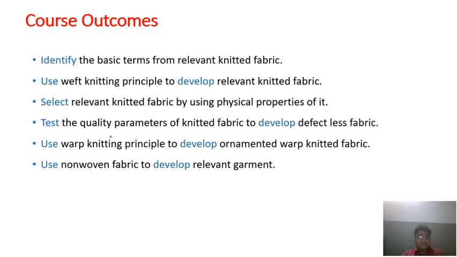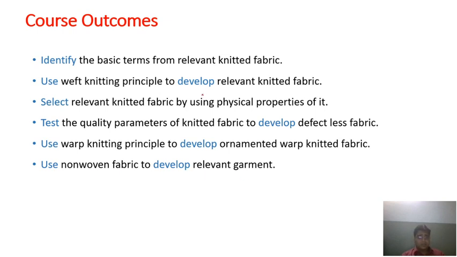Then, test the quality parameters of the knitted fabric to develop defectless fabrics. Use warp knitting principle to develop the ornamented warp knitted fabrics. No doubt this warp knitting is somewhat different from the weft knitting. So we will see in the later part what is the difference between warp knitting and weft knitting. Use non-woven fabric to develop the relevant garment.